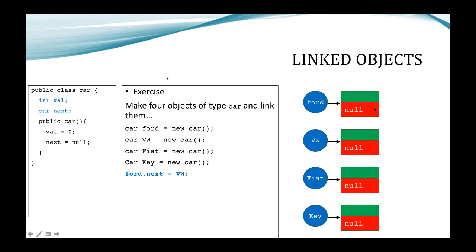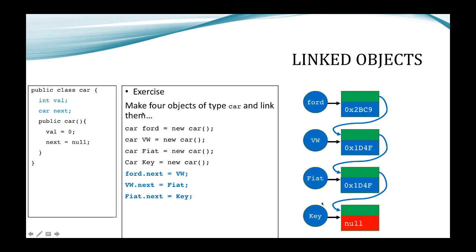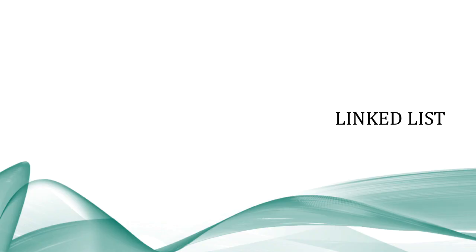Now, let's create the first link. So we're going to say Ford.next equals VW. And then we're going to say VW.next is Fiat. Then we're going to say Fiat.next equals Kia. There you go. Moving to the last topic, linked lists.